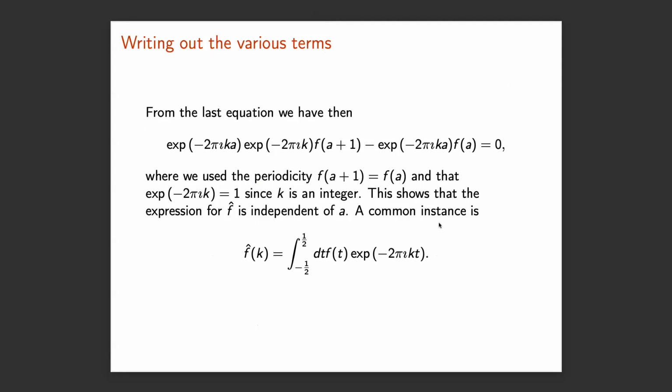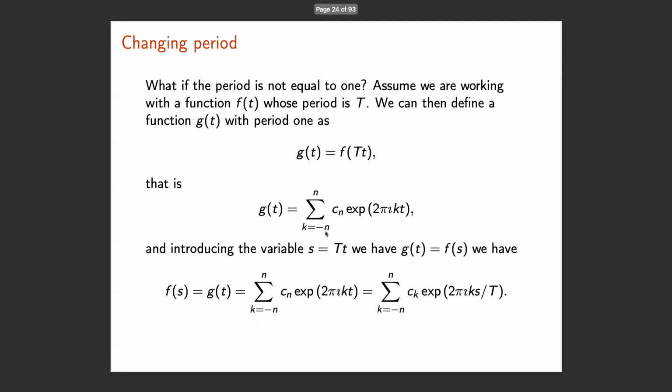That shows that the expression for f is actually independent of the period. And a common instance is that you integrate from -1/2 to 1/2, or minus L to L, or any period which you would prefer. So you would often get something like this, where you define a period T, and then your function is periodic as a function of this number pi here, which often is just 2 times pi.